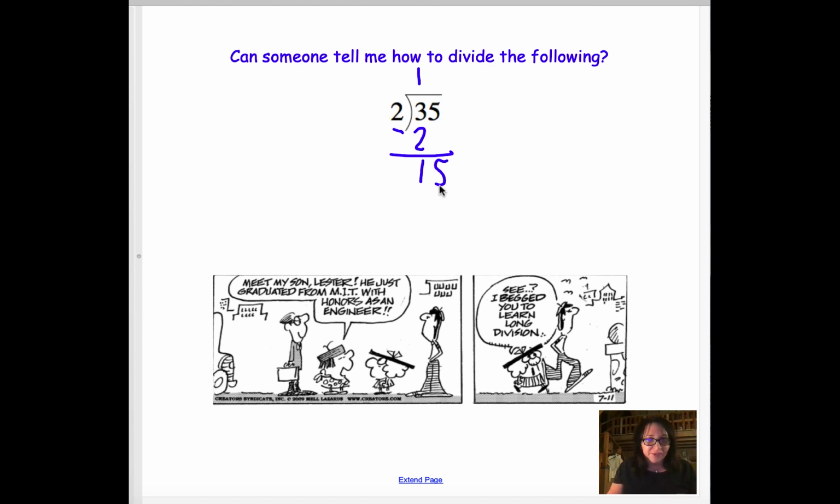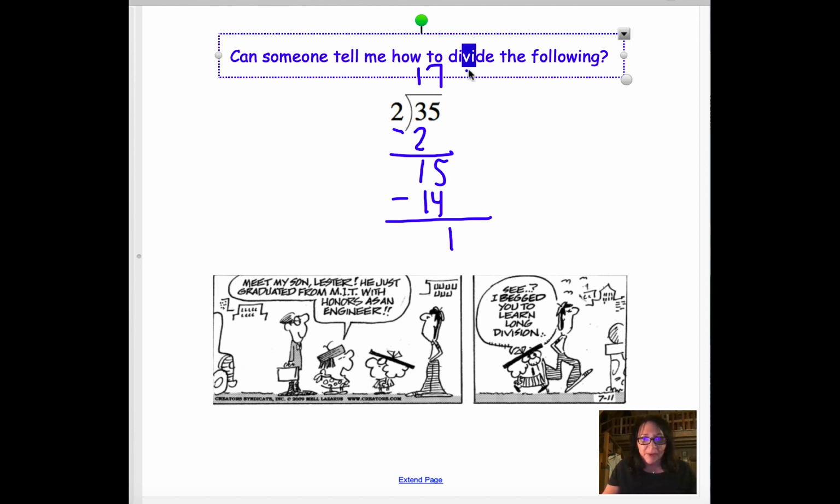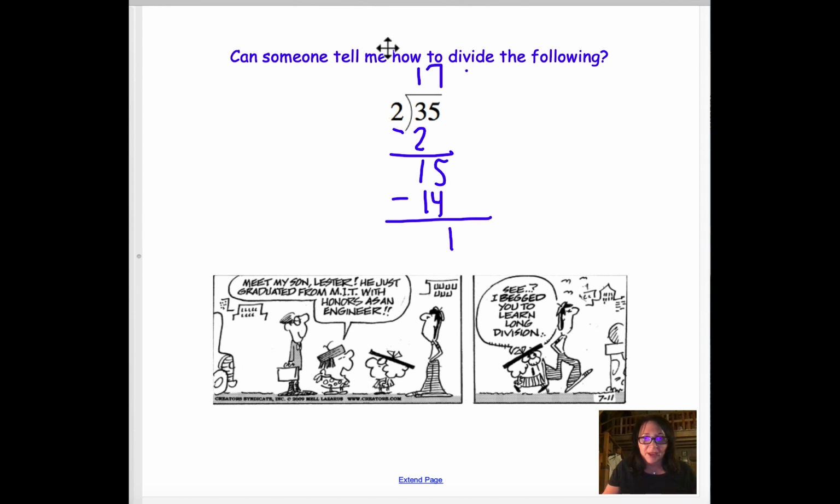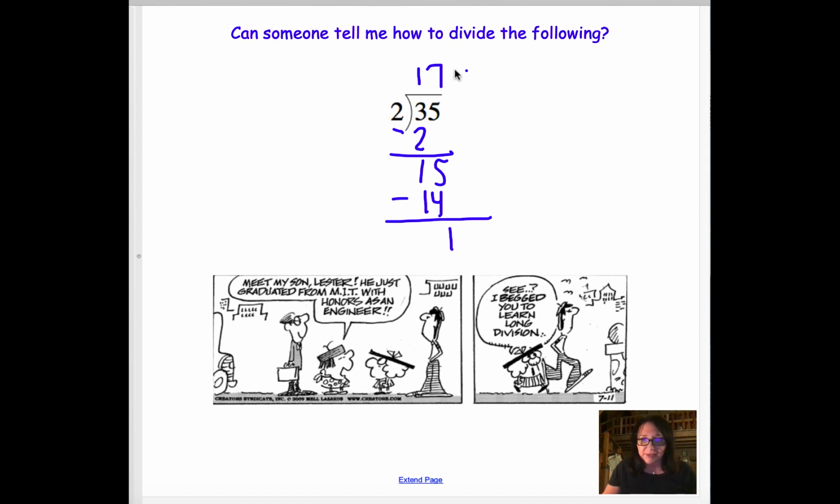2 divides into 15, 7 times. 7 times 2 is 14. Put that number there. I subtract, and I have that one value left. And so that's what my remainder is. In the past, some people, I would guess, have called it like this, and they would write an R1. Well, we don't do that, of course, anymore.